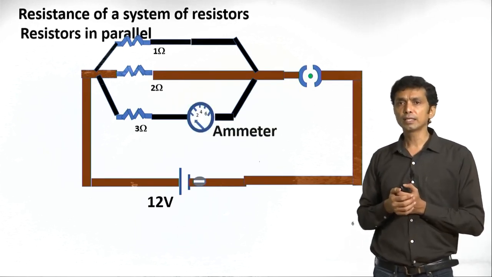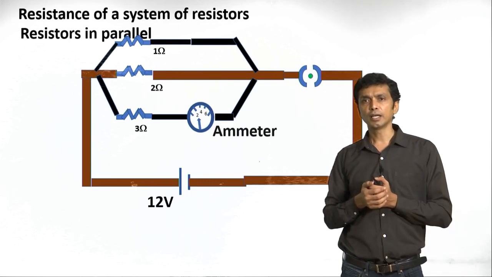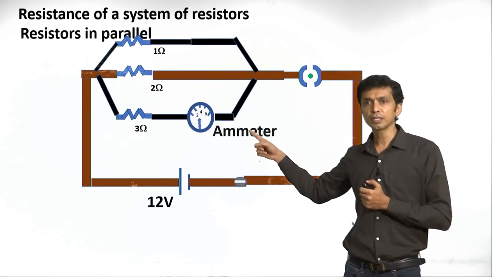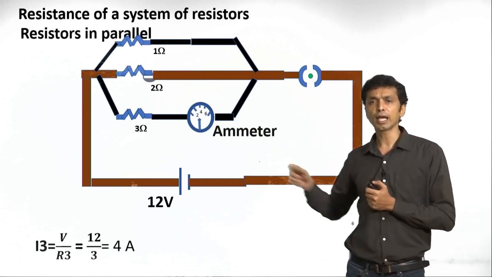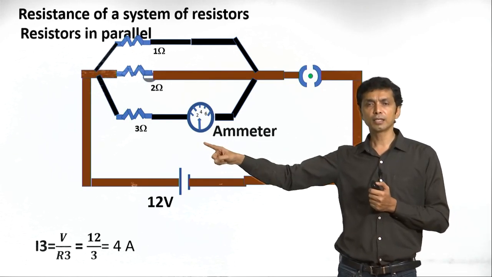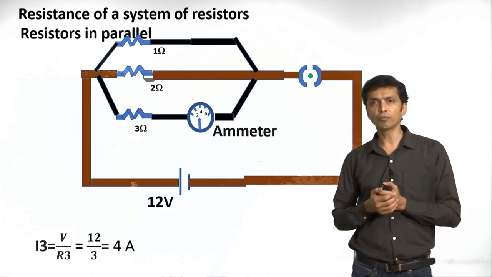Now we will look into the third resistor. The third resistor, and we are seeing an electric current of 4 ampere. So the potential difference is 12, the resistance is 3. So 12 by 3 is 4 amperes.